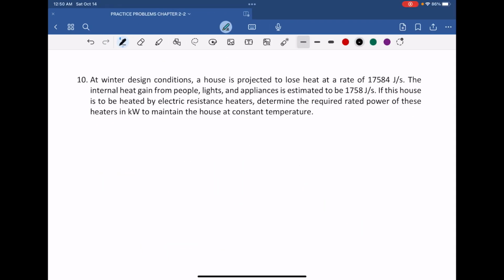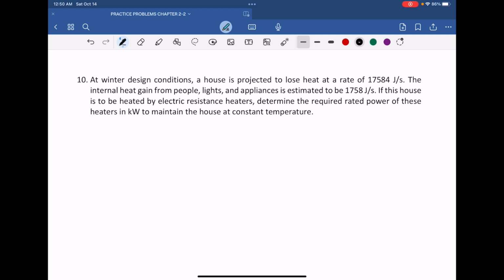At winter conditions, a house is projected to lose heat at a rate of 17,584 joule per second. The internal heat gain from people, lights, and appliances is estimated to be 1,758 joules per second. If this house is to be heated by electric resistance heaters, determine the required rated power of these heaters to maintain the house at constant temperature.